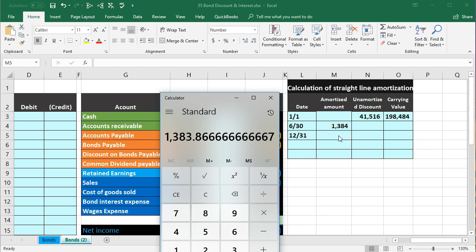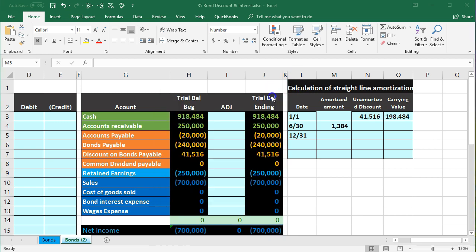It's rounded, as we can see. Or you take the 41,516 divided by the number of periods, which is 15 years times 2, divided by 30, and that'll give us the same amount. So whatever works best for you to think through that.